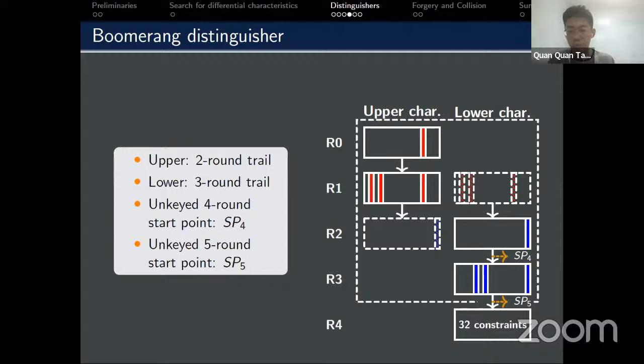And for them, we choose the starting point in the middle such that it's actually close to most of the constraints. For the 4 rounds, we start in between round 2 and round 3, because there are basically 4 active S boxes around. And for the 5 round case, we start off between round 3 and round 4, because there are a lot of constraints at round 4.